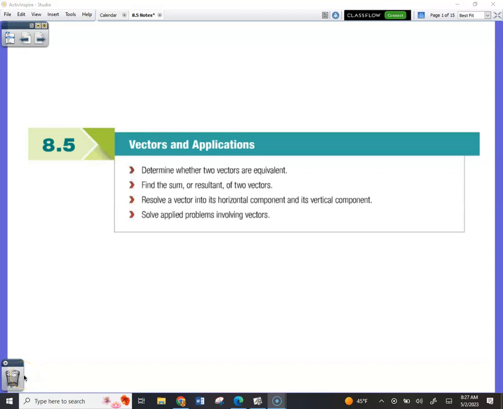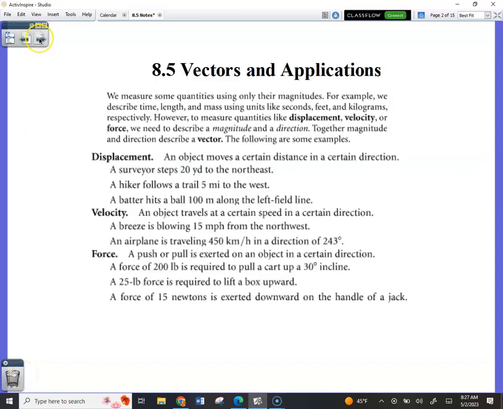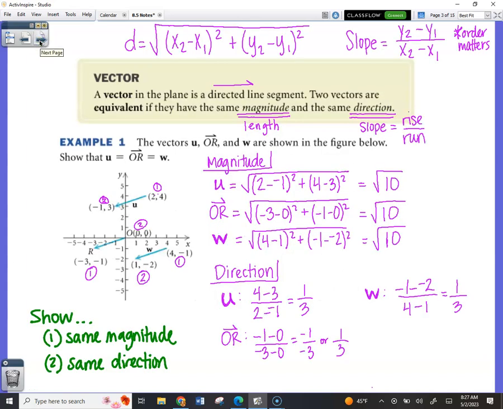Okay, 8.5. Yesterday we introduced the concept of vectors. We checked, our first practice problem was to determine if given vectors are equivalent. You are going to see the word equivalent, which is just another word for congruent or equal. It's not as simple as just finding the length of it. You also have to find the slope of them to determine that they are equivalent.